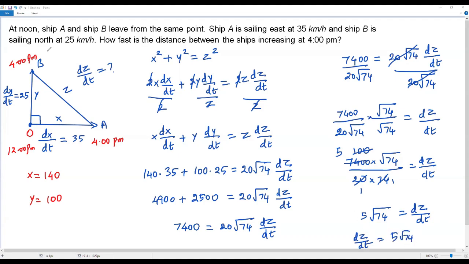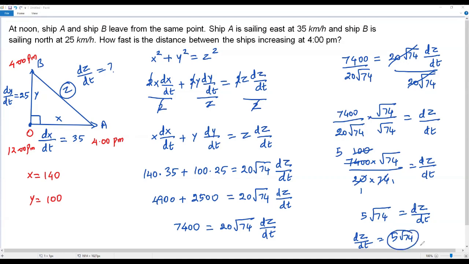So z represents the distance between the two ships, and we got a positive value for dz/dt. Whenever the derivative is a positive value, we have to understand that the quantity is increasing. In case I'm getting a negative value, it's decreasing. But here we got the value of the derivative, dz/dt, as a positive value, that is 5 times the square root of 74. Since it's positive, z, the distance between the two ships, is increasing.